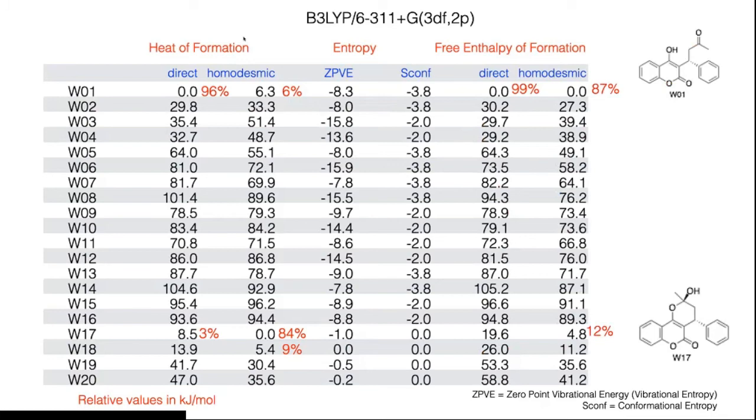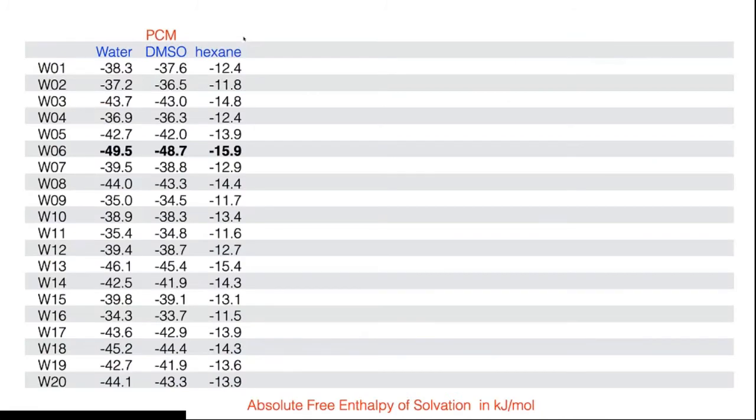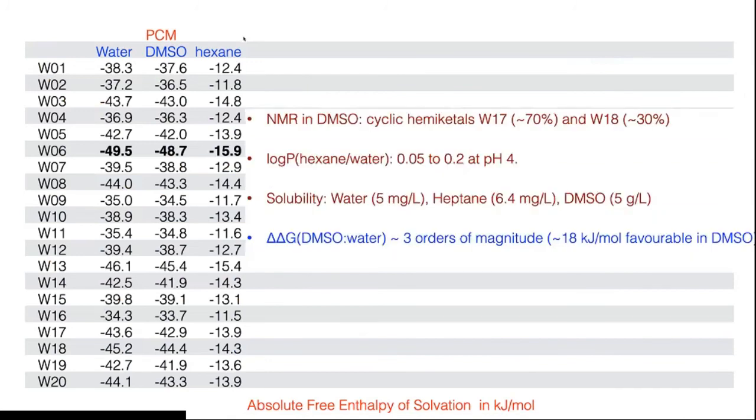Let's look at the next component, because we looked at only the heat of formation and the free enthalpy of formation. What happens in solution? So we looked at the PCM solvent model and calculated the solvation free energy, and we got a trend where tautomer number 6 was the most stable across the methods. Now we knew from the experiment that when the NMR is done in DMSO for this compound, only the cyclic compounds, 17 and 18, are observed. No other tautomers are observed.